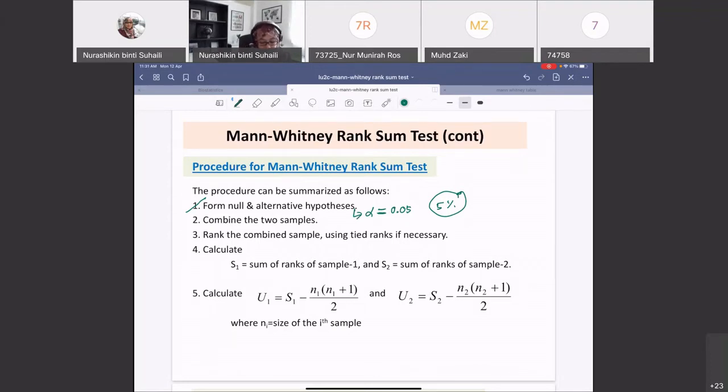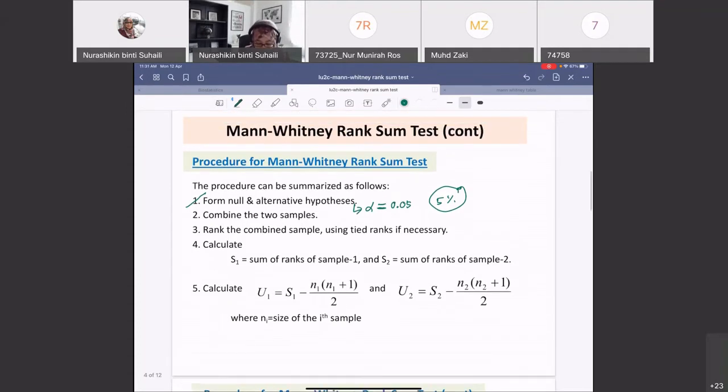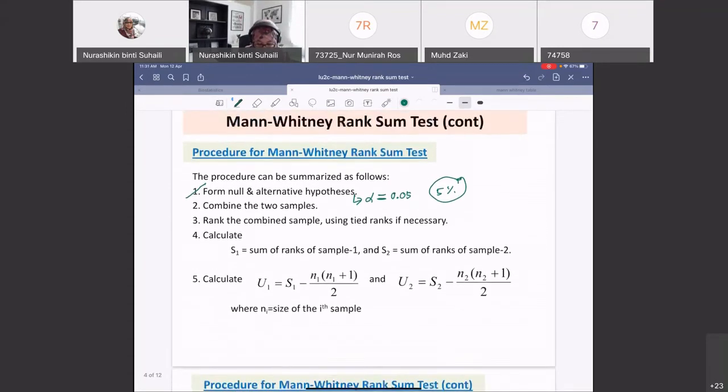Okay, and then the second step is to combine the two samples. You just go through the steps first, and later we go through the example. Okay, combine the two samples, and then we have to rank the combined samples, right? So what is rank? You know what ranks are? So whenever we rank the samples, we assign the order from the lowest to the highest. Okay.